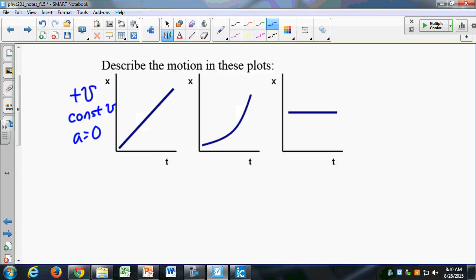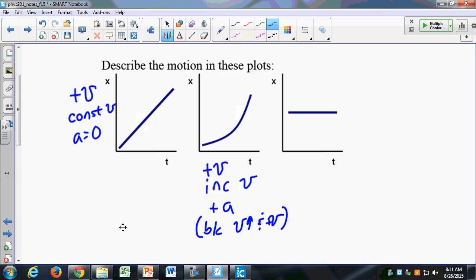That means the velocity is increasing. The acceleration of this graph, is it positive, negative, or zero? Positive, because my velocity is positive and my velocity is increasing. If my velocity is positive and increasing, that gives me a positive acceleration. So I have a positive velocity, an increasing velocity, and a positive acceleration because v is going up and v is positive. Go back to those rules that we had before. All right, this next one's pretty simple.